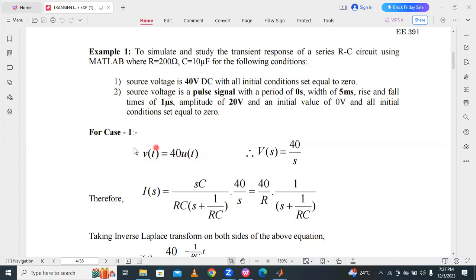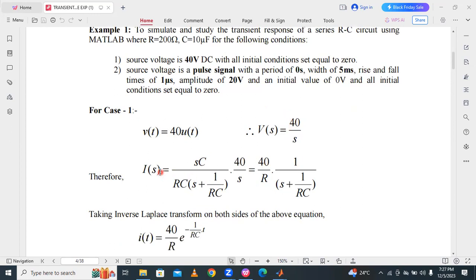Apply Laplace transform on both sides. V of t will become V of s, and the Laplace transform of the step input u of t is nothing but 1 by s. So V of s is equal to 40 by s. Then we know the relation I of s is equal to sC divided by RC into s plus 1 by RC, into 40 divided by s. Simplifying, 40 divided by R, into 1 divided by s plus 1 by RC.